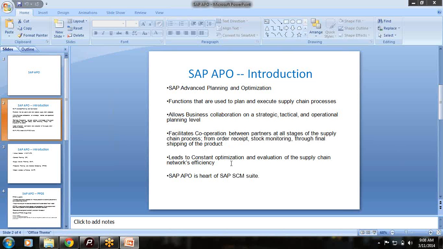And the main benefit of APO is we can constantly optimize the supply chain and improve the efficiency. When we talk about improving the efficiency, we are talking about higher order fill rate, and higher customer satisfaction, etc., etc.